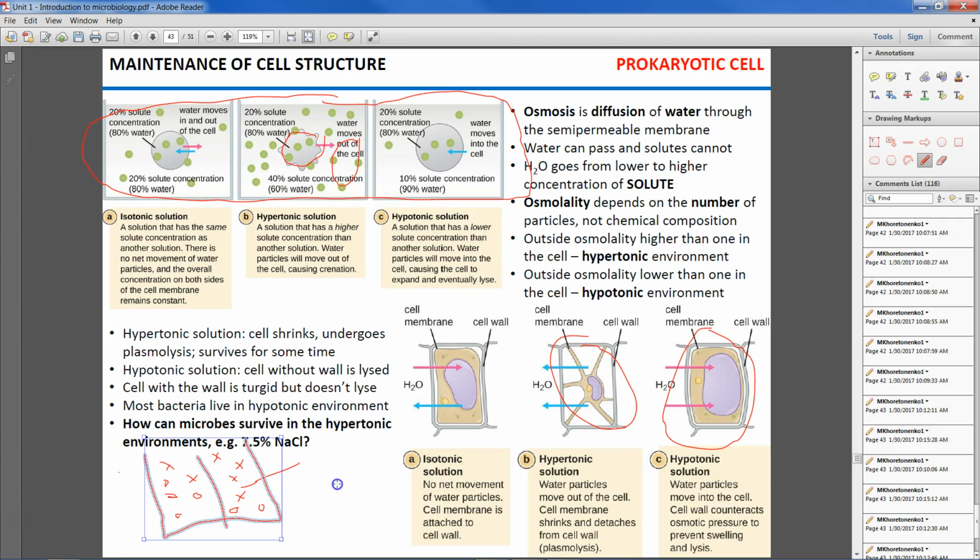question number 1. How the heck microbes can survive in the hypertonic environments? Like Dead Sea. There are microbes in the Dead Sea and salt concentration is like through the roof. Oh, there are microbes, tons of them. You just don't see them. They're not going to live in the normal environment, but there are tons of them. How can they survive in the Dead Sea? Well, there are no animals, but microbes are there. How can they survive?